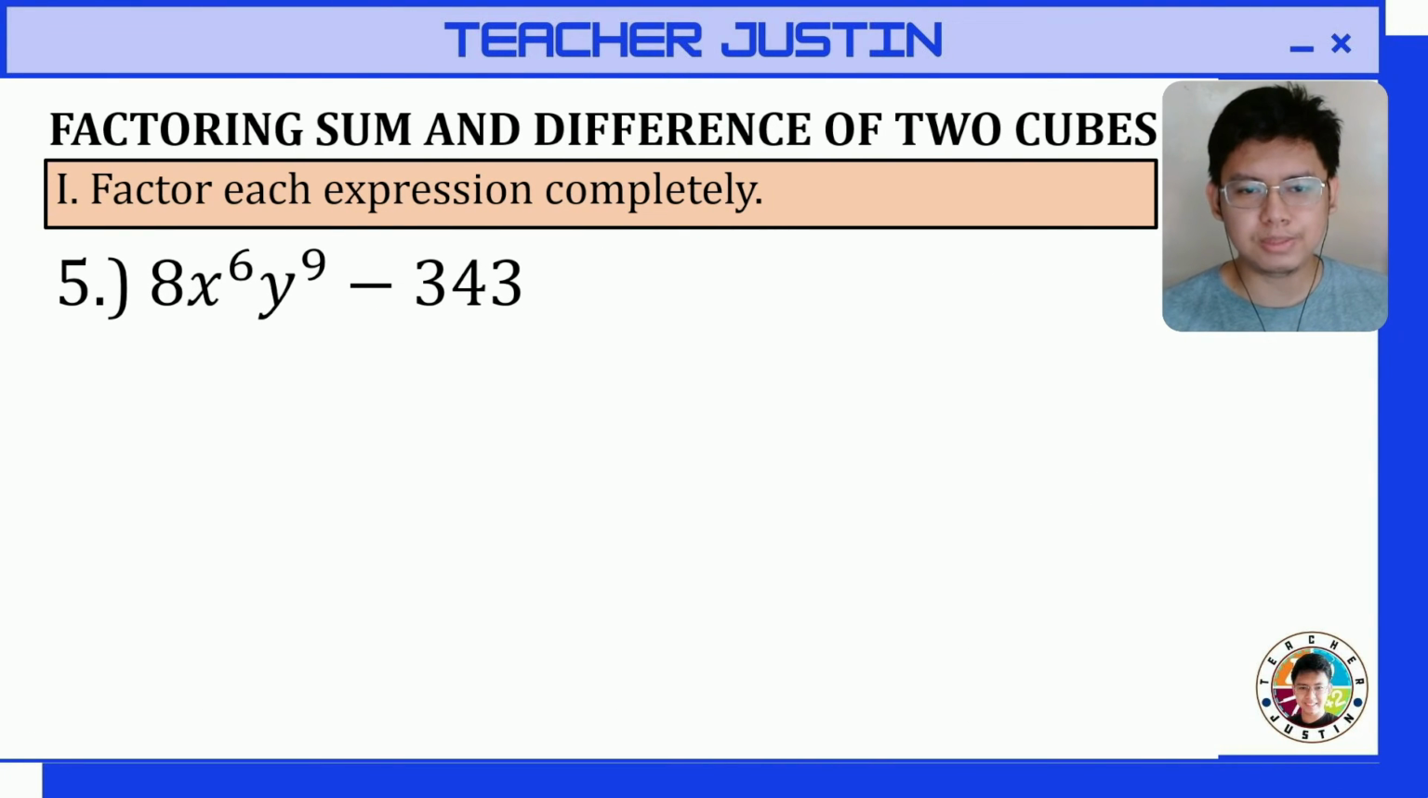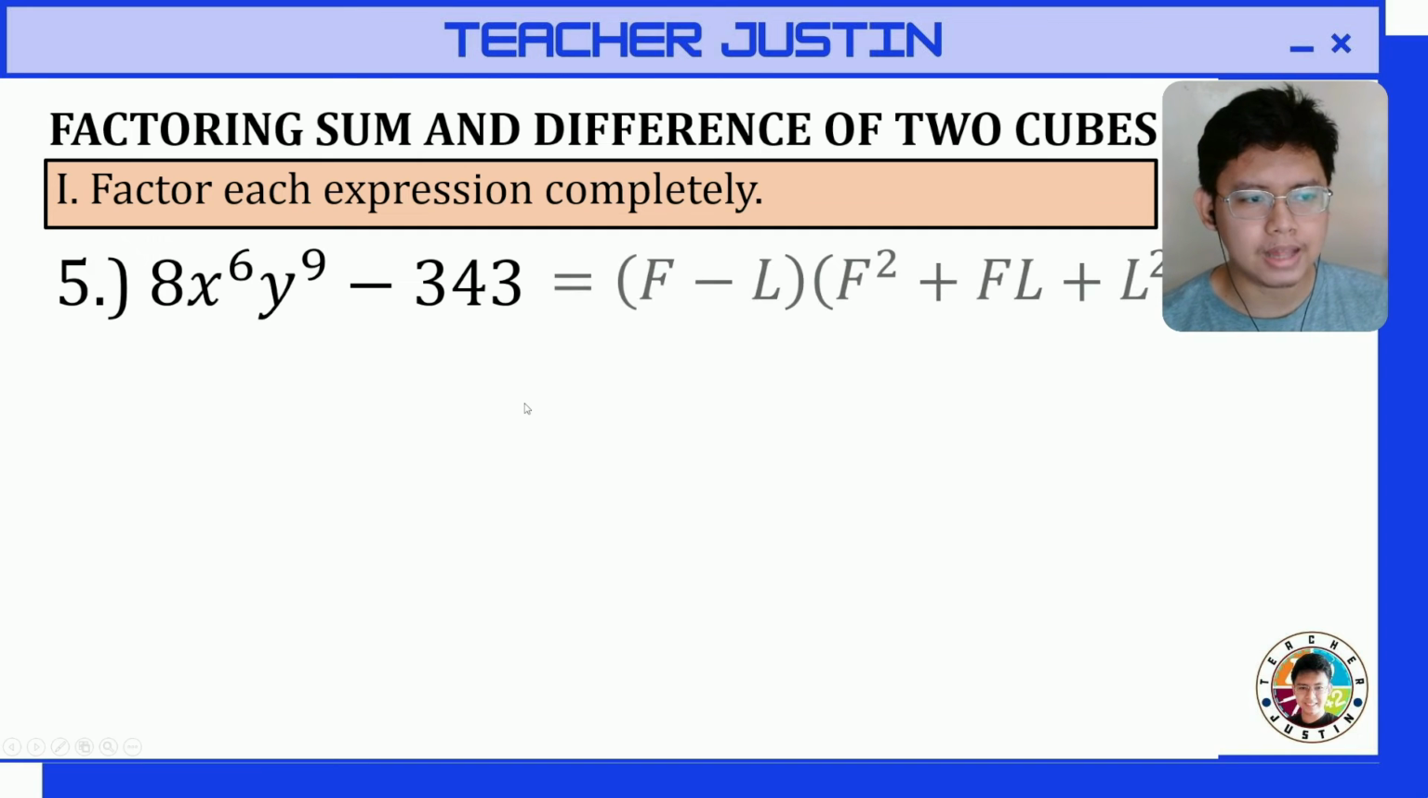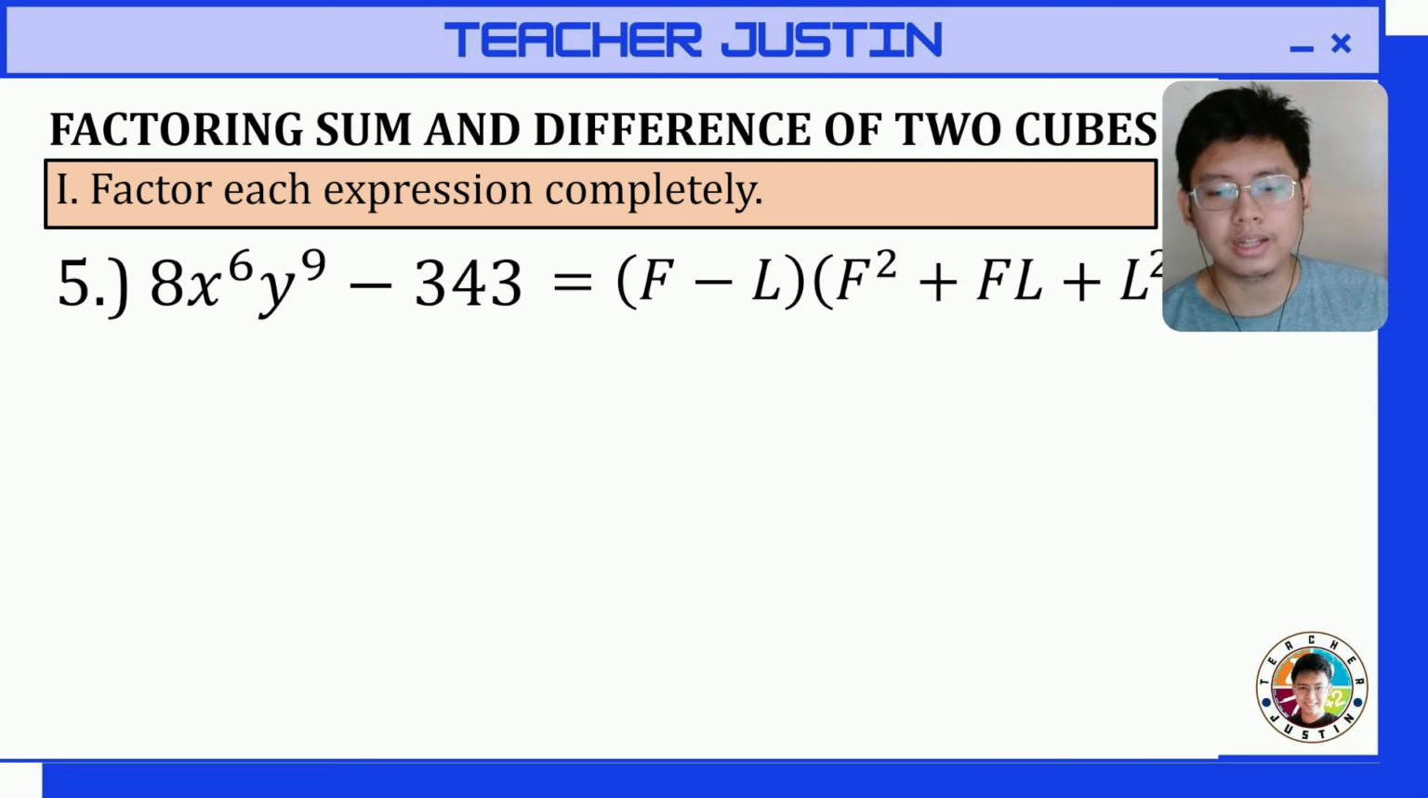Let's factor this polynomial. 8x raised to 6, y raised to 9 minus 343. So, yung first term natin, it's a perfect cube. Our last term is also a perfect cube. Tapos yung operation between them is subtraction. Therefore, we will have a difference of 2 cubes. Now, pag magpa-factor tayo ng difference of 2 cubes, gagamit tayo ng pattern na f minus L times f squared plus fl plus L squared. Ayan. So, yan yung pattern na gagamitin natin.